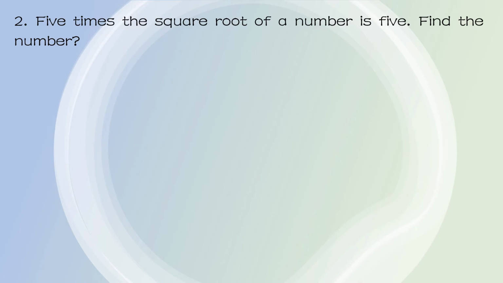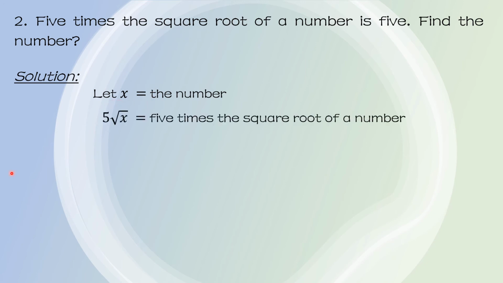Second situation, 5 times the square root of a number is 5. Find the number. So, i-represent muna natin yung the number. So, let x is equal to the number. And then, sabi dyan, 5 times the square root of the number. So, 5 times, ibig sabihin, imumultiply natin ang 5 sa square root ng the number. So, this will become 5 square root of x, which stands for 5 times the square root of a number. So, again, ang tinutukoy na a number is yung variable x. So, naglagay tayo ng square root symbol, and then minultiply natin sa 5.